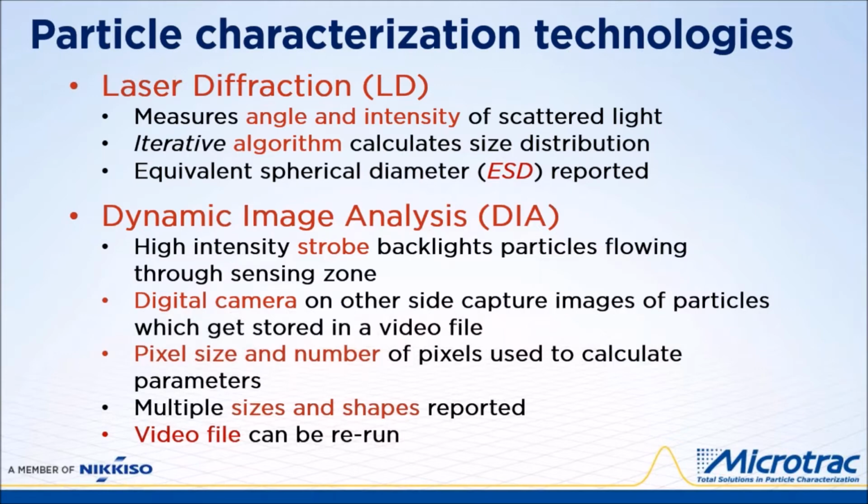Dynamic image analysis uses a strobe light to backlight particles flowing through the sensing zone, while a digital camera records a video file of the images of the particles. Knowing the size of the pixels, all the size and shape parameters can be calculated. The video file can be rerun under different standard operating procedures.